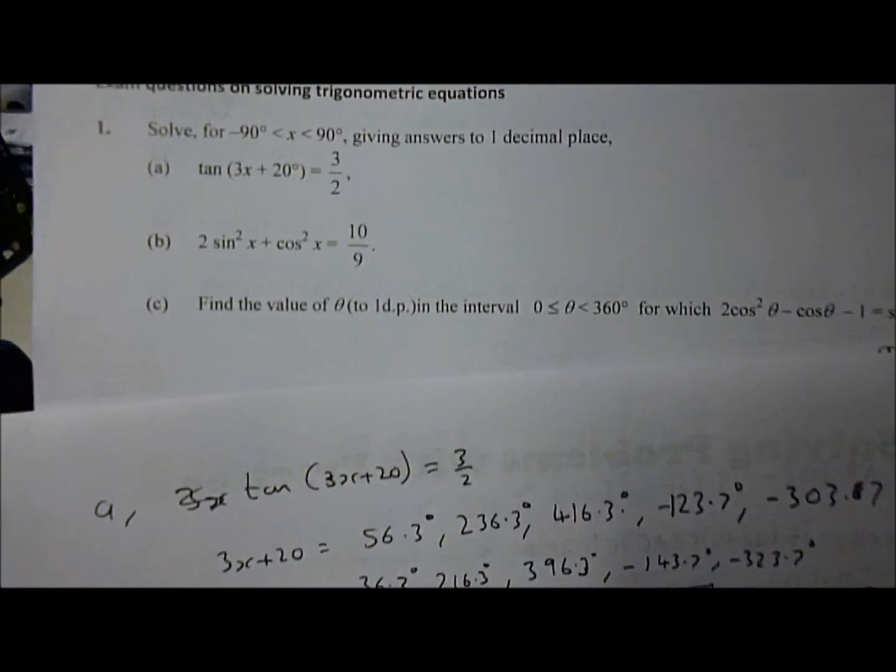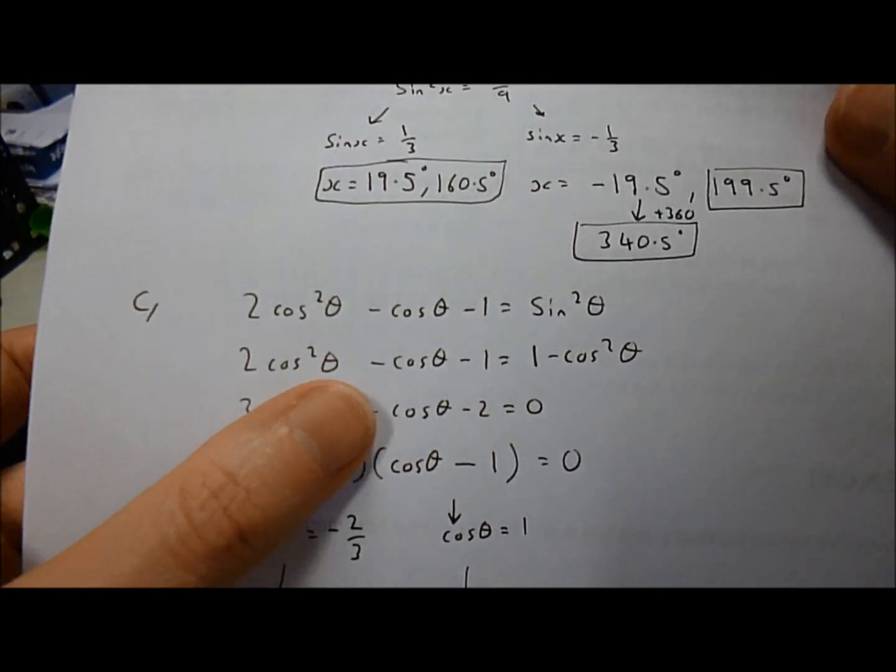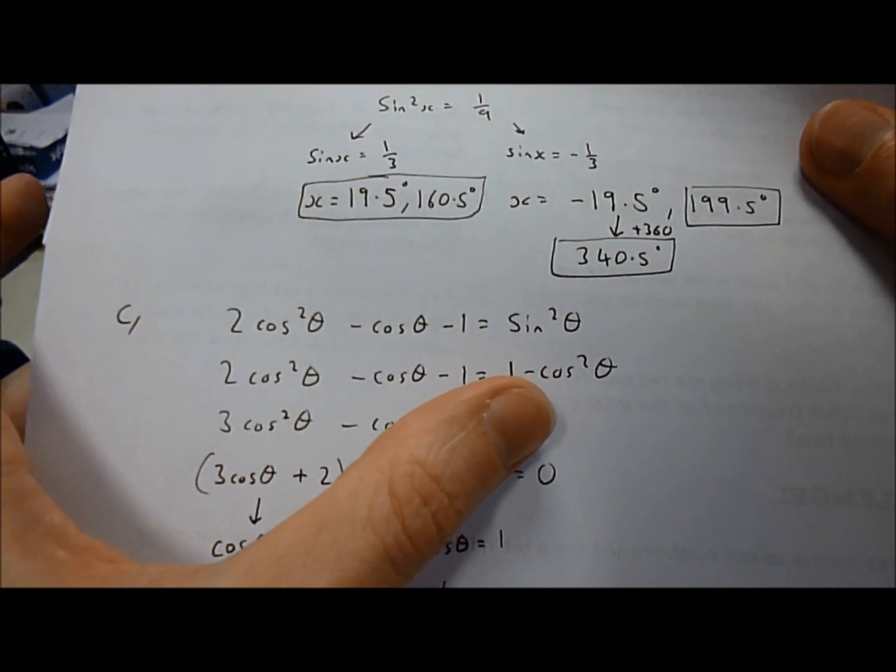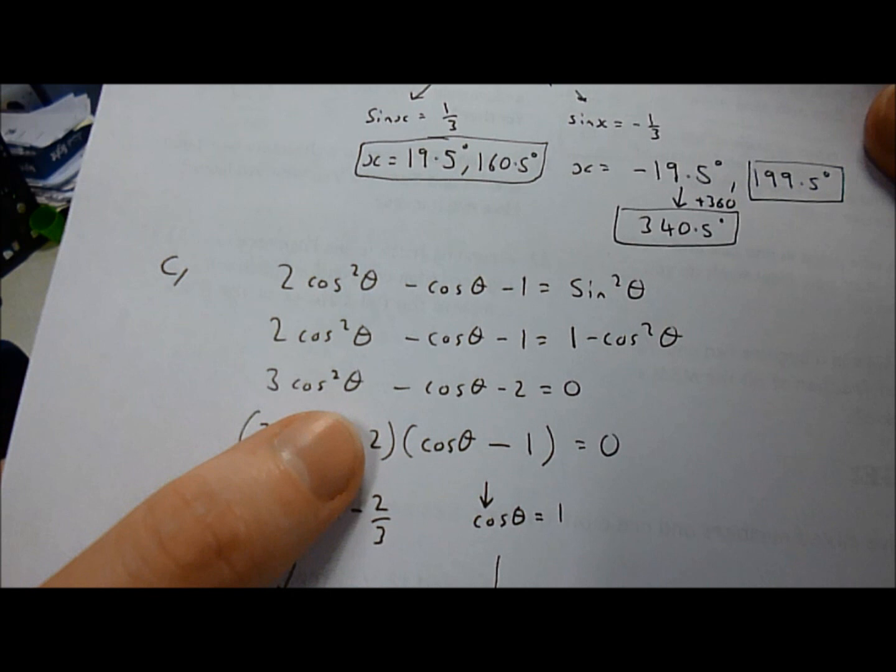Right, okay. Back to the question then. Now we're given this right beast here, and this one over there, we've got 2 cos squared theta minus cos theta minus 1 equals sine squared theta. Well, first of all, I just want all coses. Could do with all sines, but I don't know what I'm going to do with that thing. So if I change this to cos, we should get a quadratic in cos, and that's what I did. So we can see here, I changed sine squared to 1 minus cos squared. I've rearranged to get this quadratic.